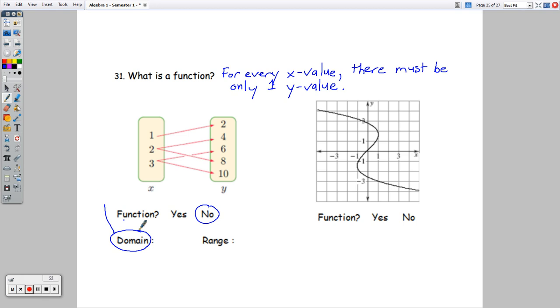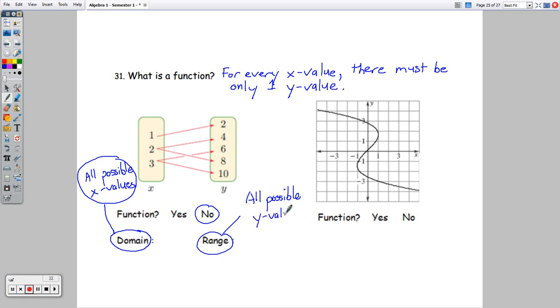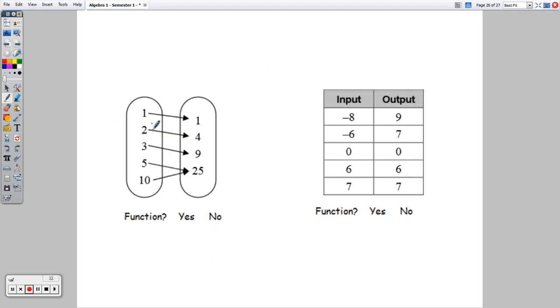So the domain is all possible input values or all possible x values. And the range is all possible y values. And I think I want to come back to this one, so we'll take a look at this one in just a moment. But let's go back, or let's go to these ones.